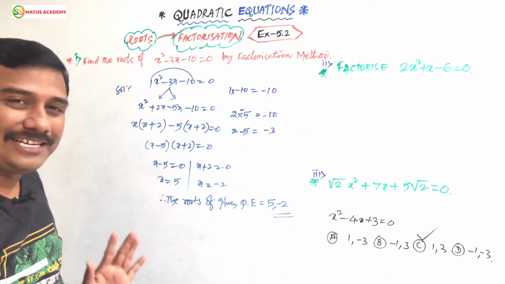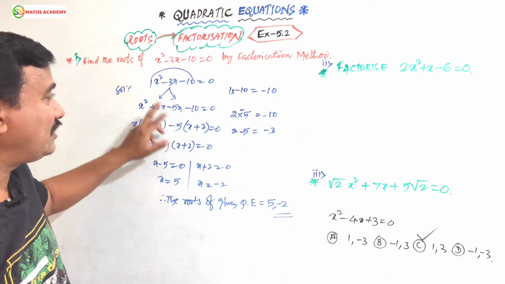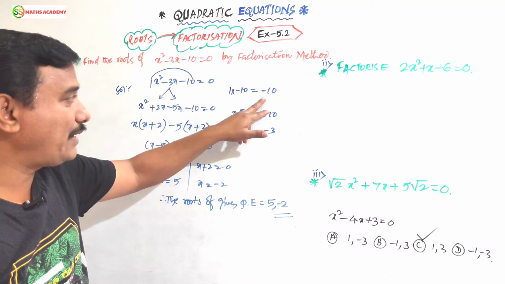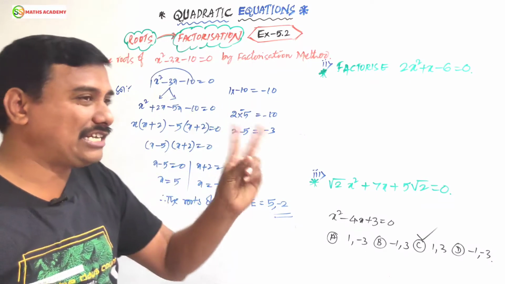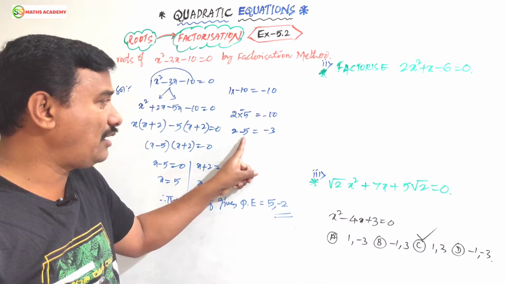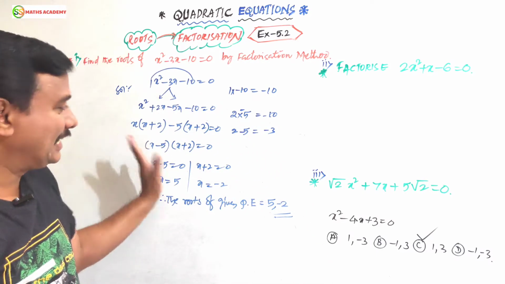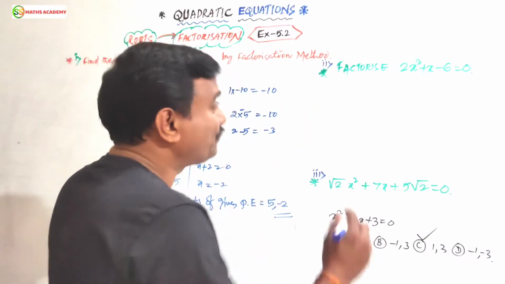See children, how very easy it is, na? The coefficient is 1, a monic quadratic equation. The product of these two, we should get minus 10. What factors are we taking here? These two must satisfy two conditions. If you multiply, you will get minus 10. If you add, you will get minus 3. Clear? Now let us see one more good question for you.